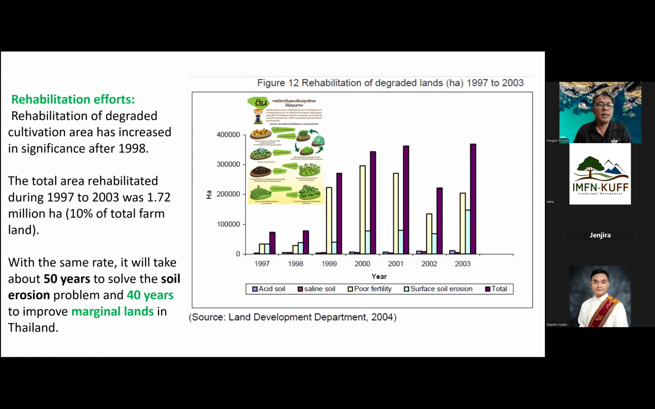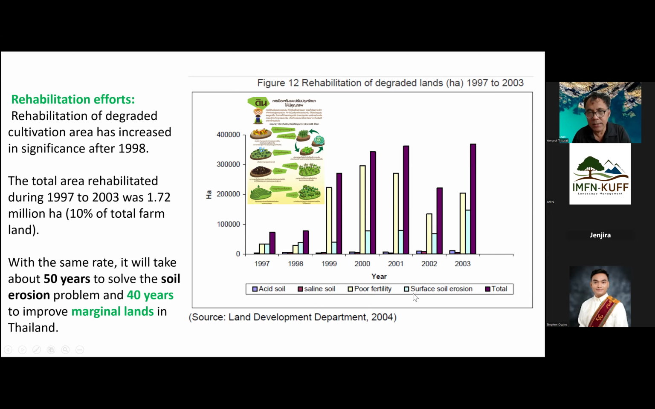What about rehabilitation? The LDD, as I already mentioned, is the main department responsible for the rehabilitation or agricultural land improvement. If you see this graph, we can see that land improvement increased rapidly in the last 40 or 50 years, since 1997 up to now.